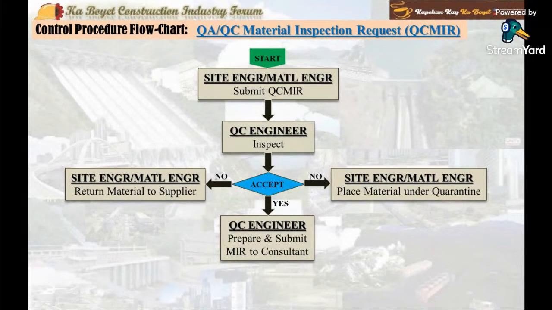Step 5, the document controller shall maintain an updated material receiving inspection log registry. Step 6, the QC engineer or the QA/QC manager shall submit to the company general manager or the company top executive level and or the project manager or project in charge a weekly updated QCMIR report summary.